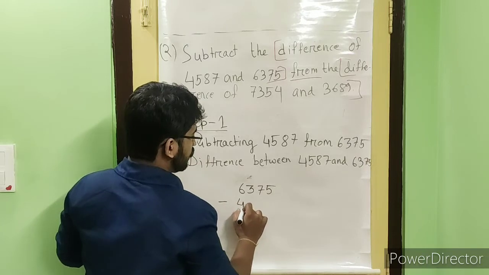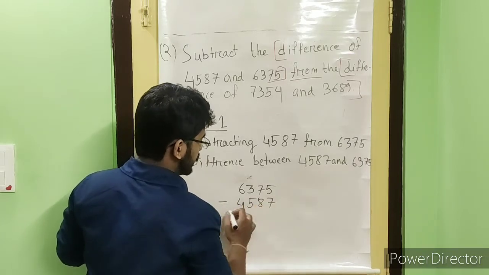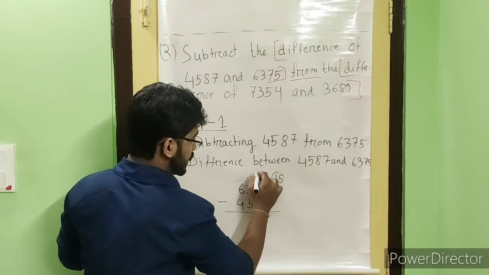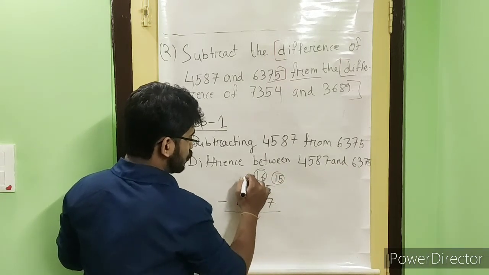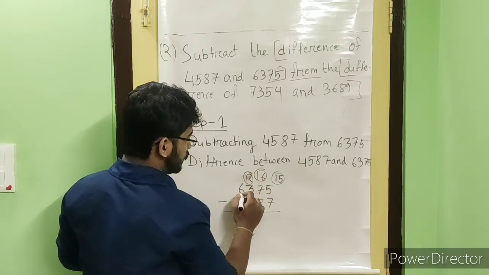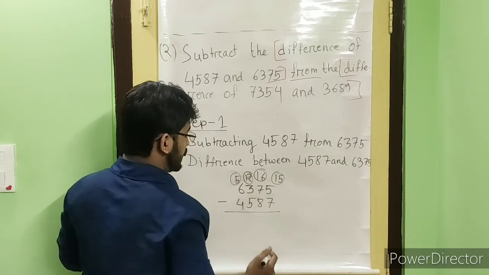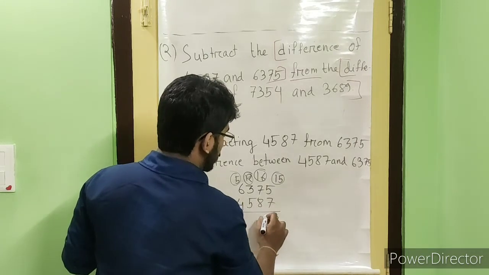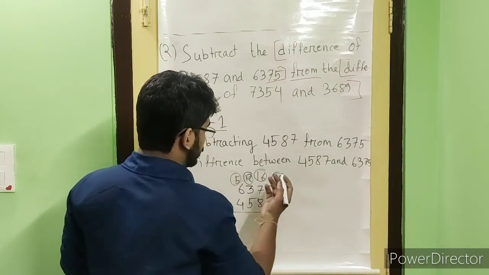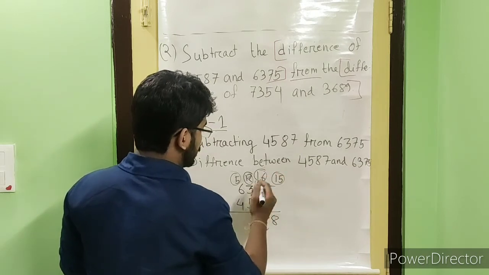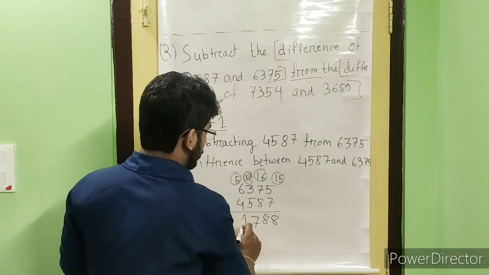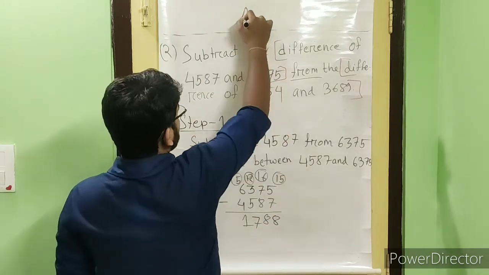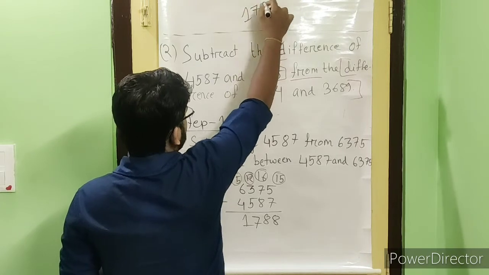6375 minus 4587. So 15 minus 7 is 8. 16 minus 8 is 8, 12 minus 5 is 7, 6 minus 4 is 1. So first we get 1788. I am writing here.